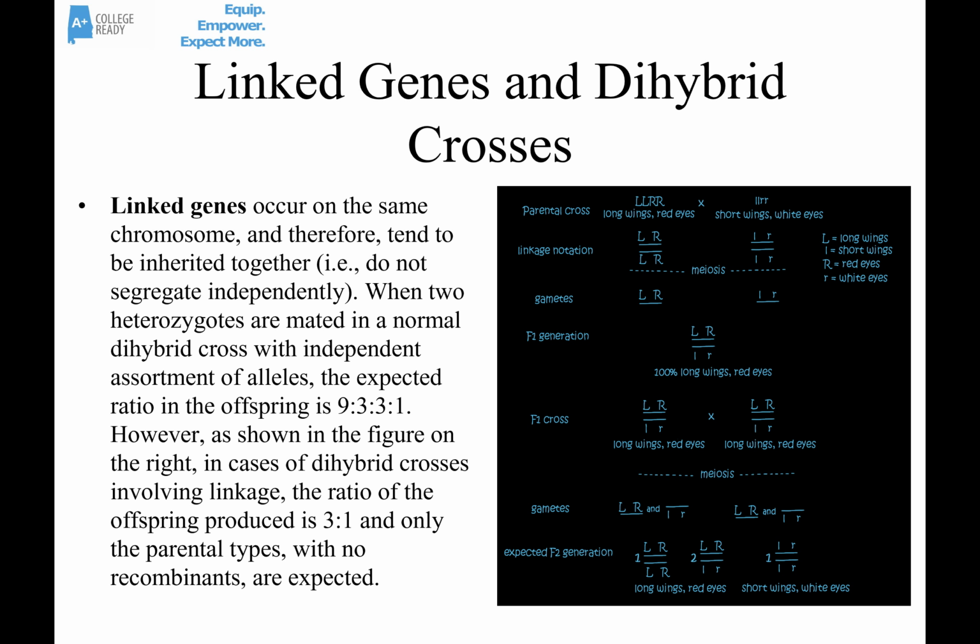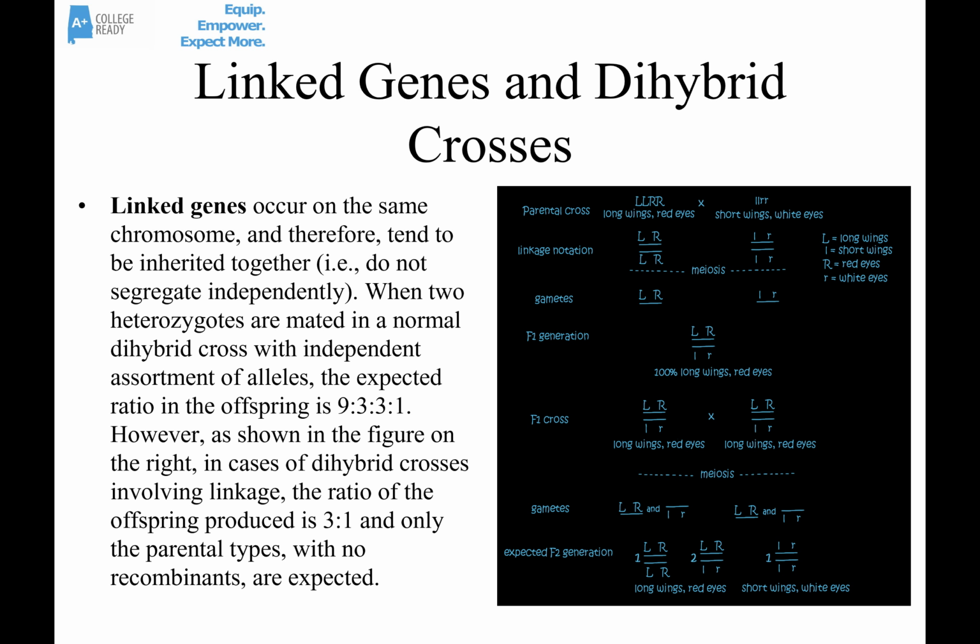Linked genes are genes that occur on the same chromosome, and therefore usually they tend to be inherited together. They don't segregate. One of Mendel's laws was the law of segregation. When two heterozygotes are mated in a normal dihybrid cross without linked genes, with independent assortment, we get an expected phenotypic ratio of 9:3:3:1. That's Mendelian inheritance. However, as shown in the figure on the right, in the case of dihybrid crosses involving gene linkage, the ratio of the expected offspring is supposed to be about 3:1.